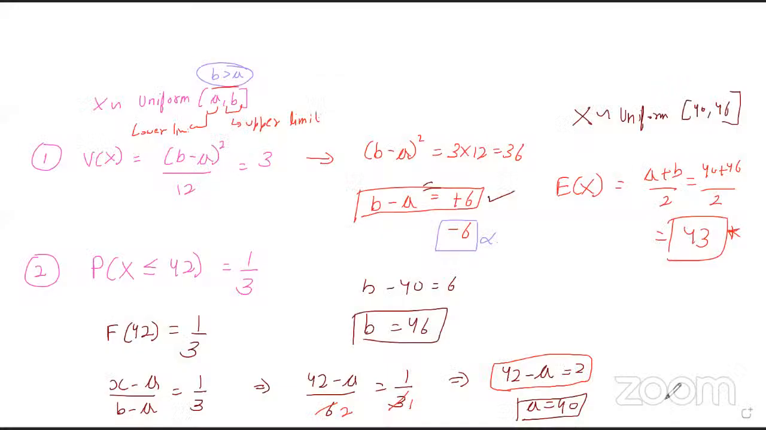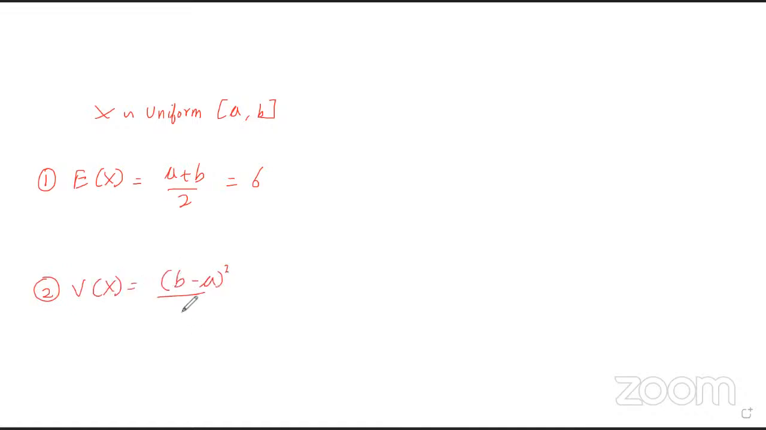So here again we know that our random variable x follows uniform distribution with parameters a and b, right? First equation is that the expected value is a plus b over 2, which is equal to 6, right? Second equation is that the variance is b minus a whole square over 12, which is equal to 4, right? These two equations are given. Two equations, two unknowns. We must be able to solve for it, right?